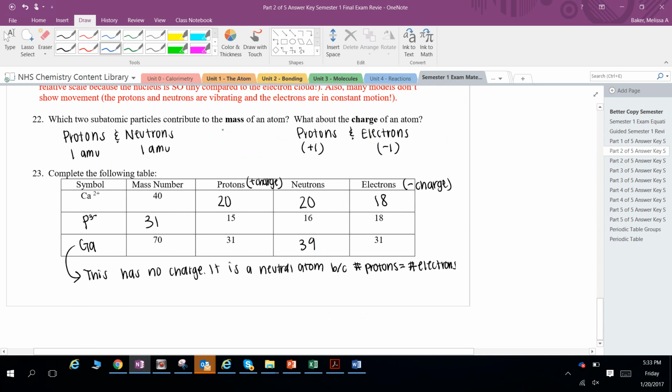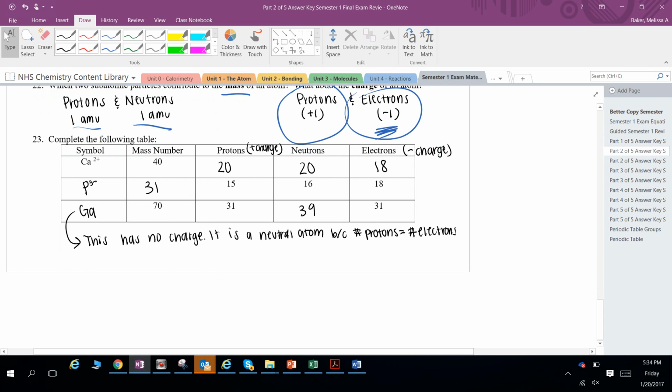What are the things that contribute to the mass of the atom? Protons and neutrons. The nucleus is what makes up most of the mass. Electrons have mass, but it's so small that it's insignificant. However, electrons are a big contributor to the charge of an atom. Protons in the nucleus, which are positive, and electrons, which are negative, cancel each other out. And neutrons have no charge.